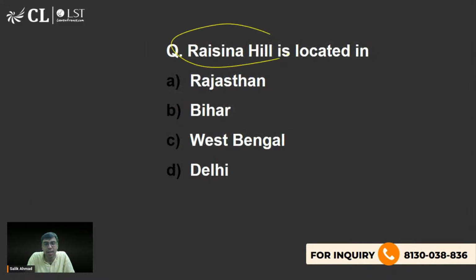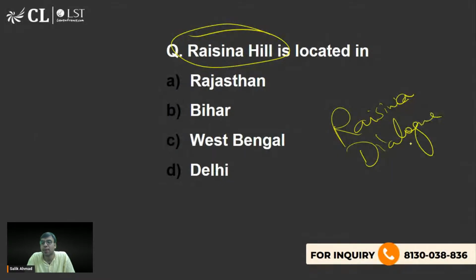Raisina Hill is located in Rajasthan, Bihar, West Bengal, Delhi. It was an interesting question asked in exam. And if you read newspaper, current affairs daily, then I'm sure you must have come across this Raisina Hill. एक रायसीना डायलॉग होता है, आपने नाम सुना है? रायसीना डायलॉग organized by Observer Research Foundation.